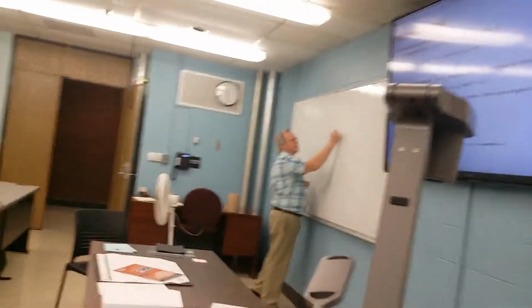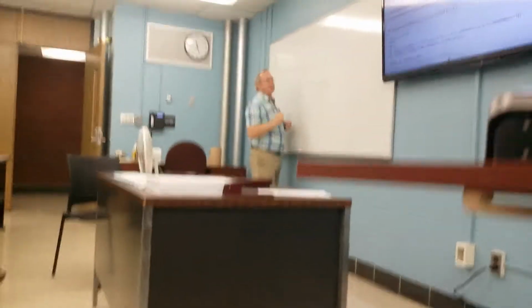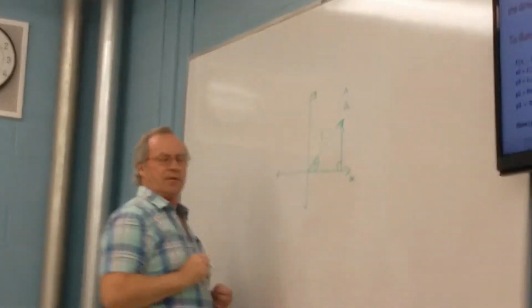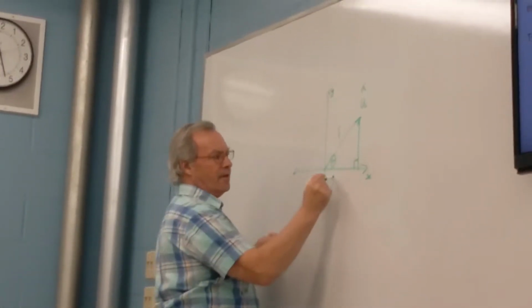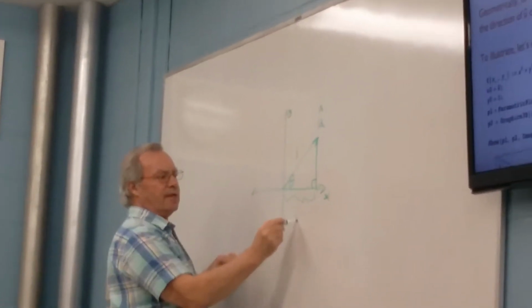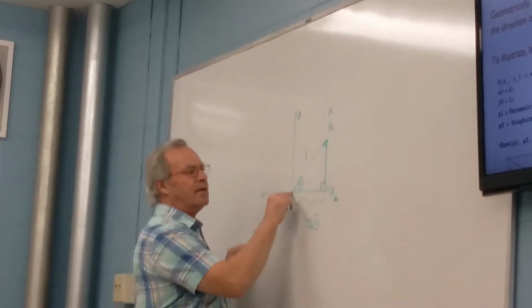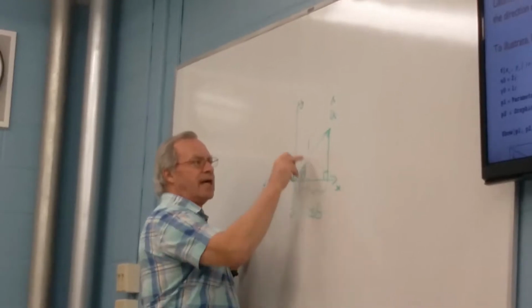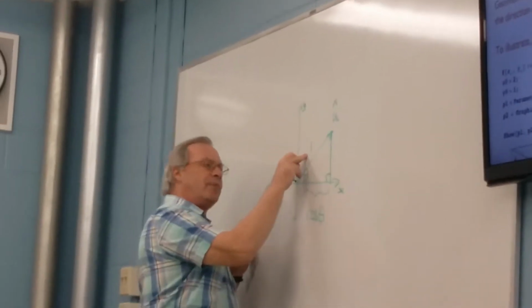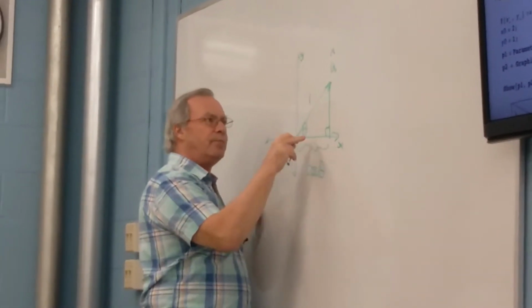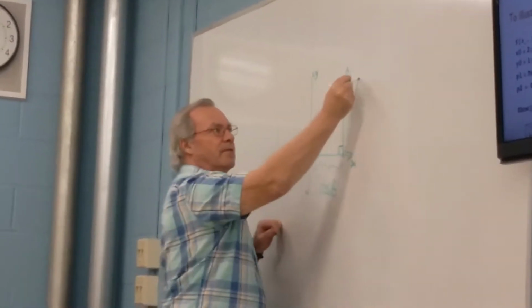Here, let me just mention this. If you have a unit vector in the xy plane with an angle theta, so this is length 1, the x component here will be cosine theta. Because what's cosine theta? Cosine theta is equal to the adjacent side over the hypotenuse. Well, the hypotenuse is 1. So what is cosine theta? It's the adjacent side. It's the x component of this vector.